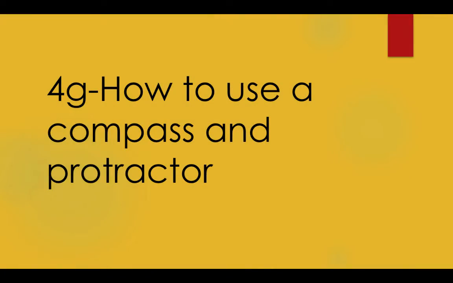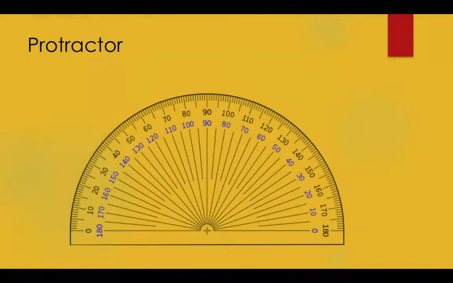4G, how to use a compass and a protractor. This is a protractor. It allows you to measure angles and draw angles. Let's look at how to use it to measure an angle.